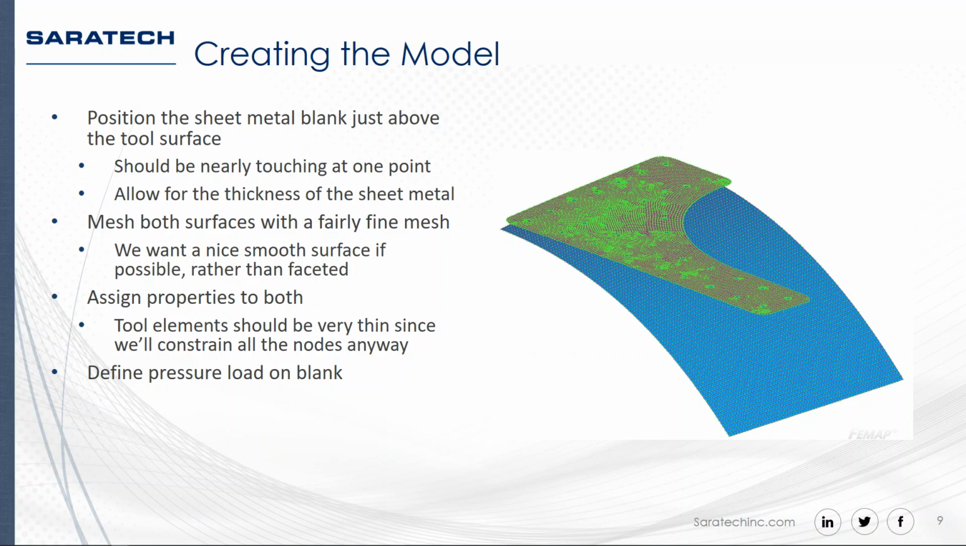These are relatively fine meshes. These are relatively small models, so you might as well use a fine mesh, and the fine mesh also lets us get a nice, relatively smooth surface that's not very faceted. The tool surface is going to be represented as being rigid, so its thickness is really irrelevant, so I went ahead and made it relatively thin because I don't want Nastran to get confused by a thickness associated with it. And then I'm going to define a pressure load on the blank that will push it down onto the surface.